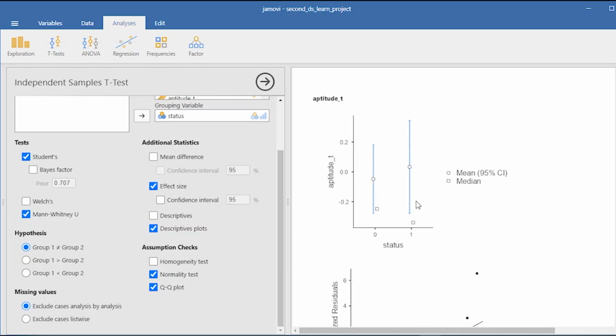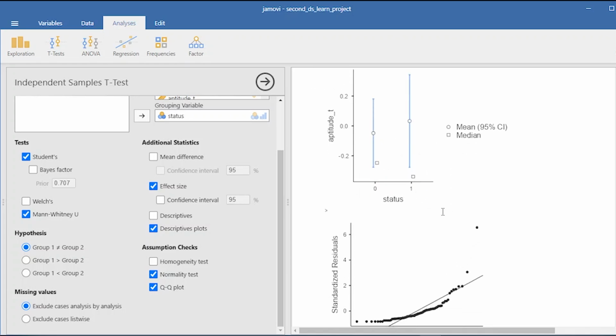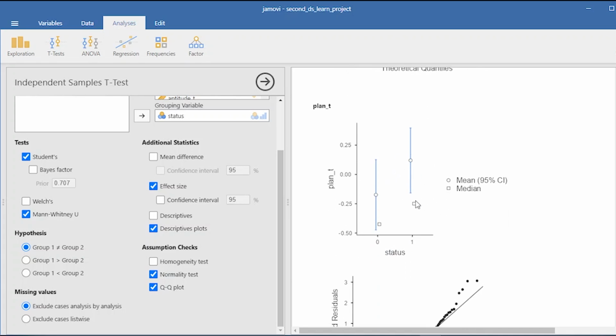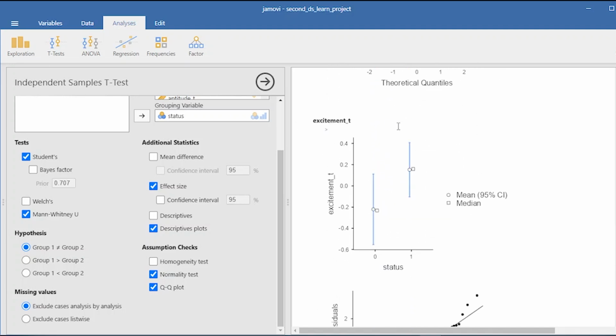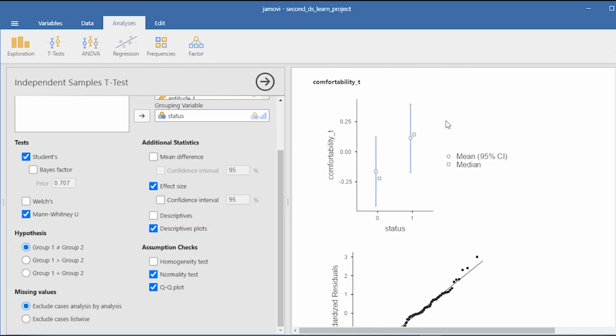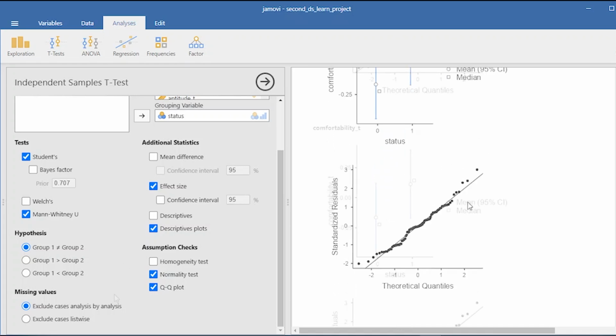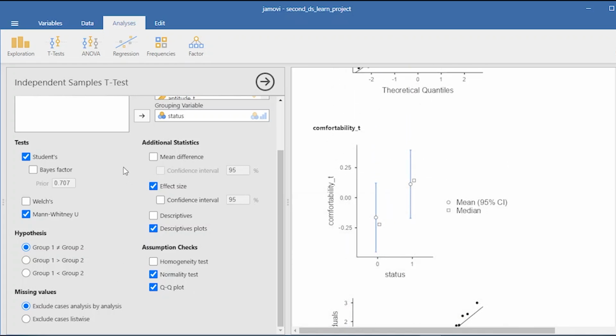That means it was a skewed kind of distribution in terms of the people who continued. Aptitude, nothing to tell, absolutely not intuitive. Plan, not really, but it can be considered, though not really strongly good. Expectation as well, just like plan. Excitement, well, kind of, but not completely strong. Comfortability, to confirm, again, it is not completely different, but you could see the median is quite different from the mean. That's all for the entire analysis.